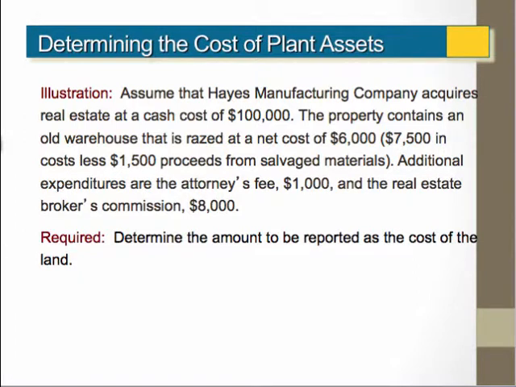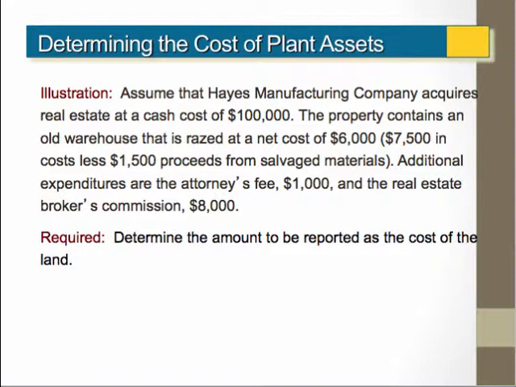So here's an illustration. Assume that Hayes Manufacturing Company acquires real estate at a cash cost of $100,000. The property contains an old warehouse that is razed at a net cost of $6,000, which is $7,500 cost less $1,500 for the salvage of the materials from the knocked down warehouse. Additional expenditures are the attorney's fees of $1,000 and the real estate broker's commission. So, determine the amount to be reported as the cost of the land.